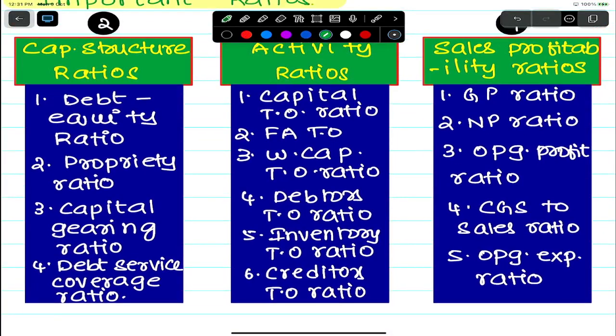Sales to profitability. This also you copied. Gross profit ratio. I think you understood now how the gross profit ratio formula should be written. Does gross profit come because of sales, or do sales come because of gross profit? Gross profit will come because of sales. So who is the influencer? Sales. So sales should come in the denominator and gross profit in the numerator. Therefore, GP by sales.